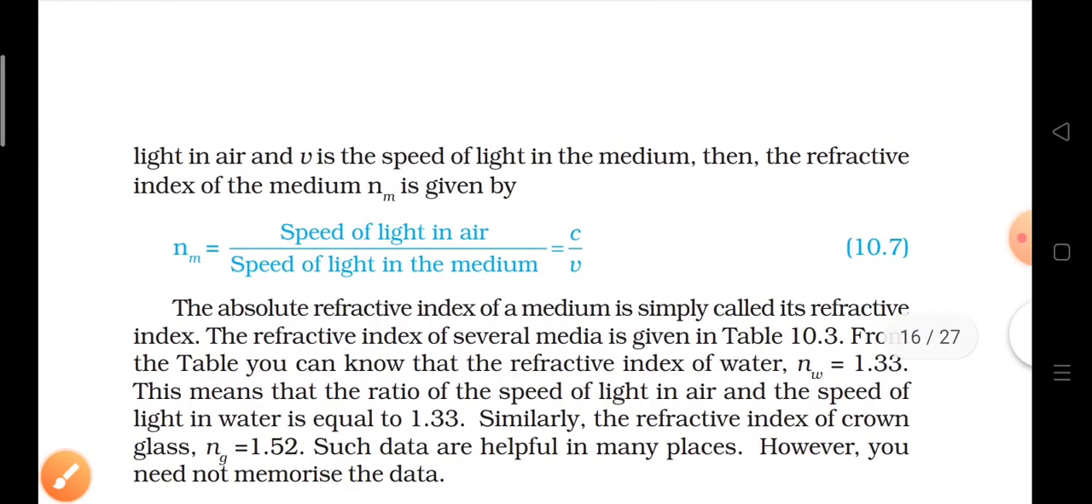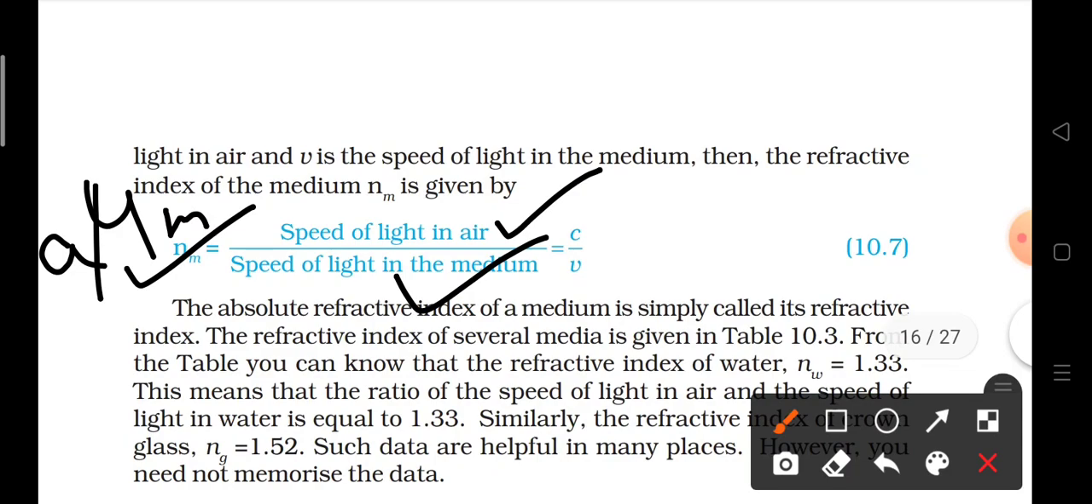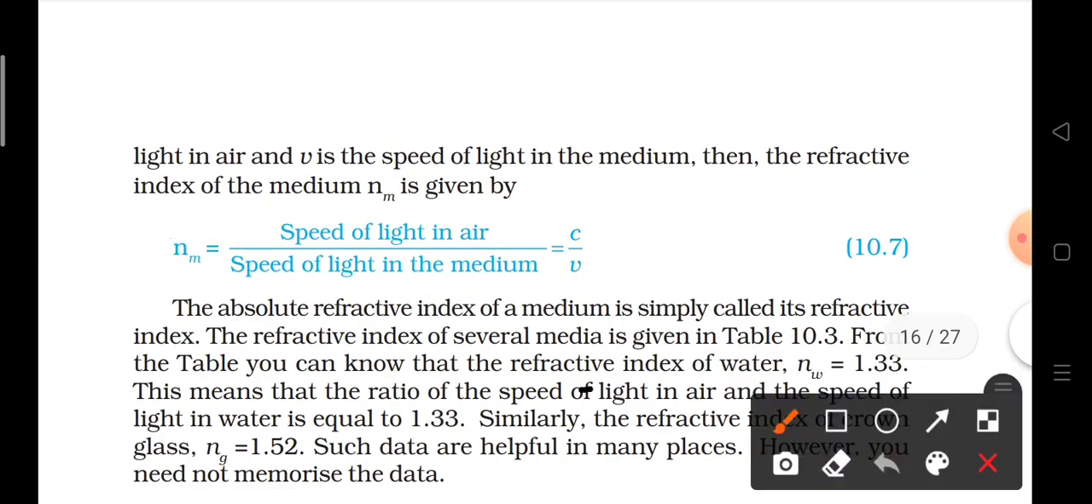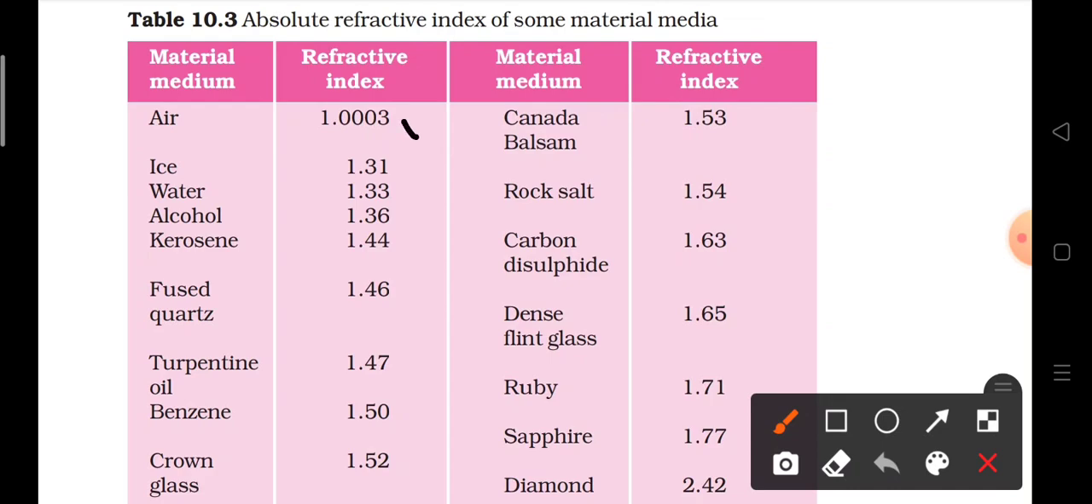Now that is also written over here: the refractive index of a medium in comparison to air is equal to the speed of light in air to the speed of light in the medium. By dividing these we are able to get the refractive index value, which for water is 1.33 and for glass is 1.52. Some refractive indices of some media have been provided over here. Air 1.0003, ice 1.31, water 1.33.